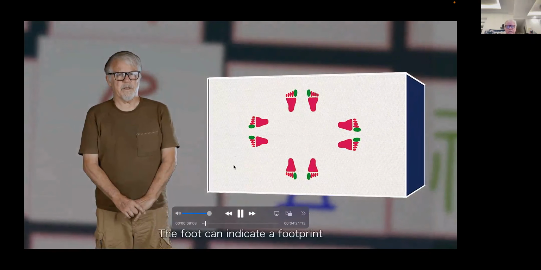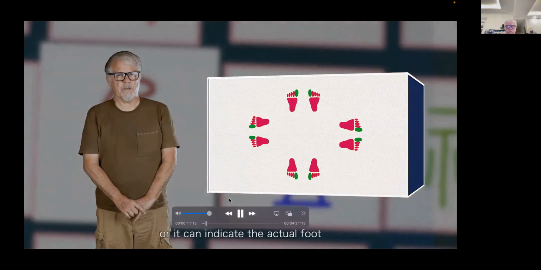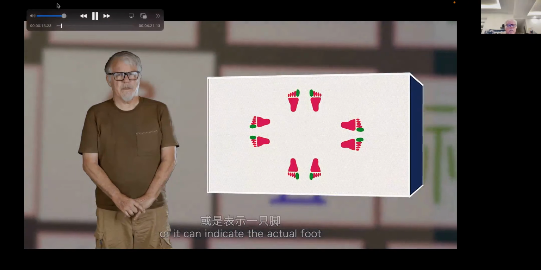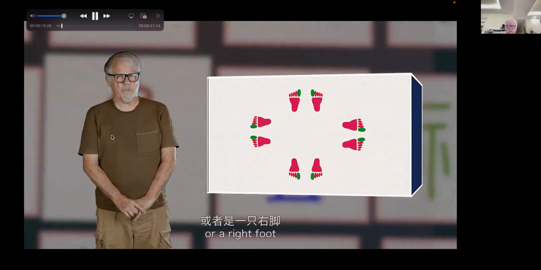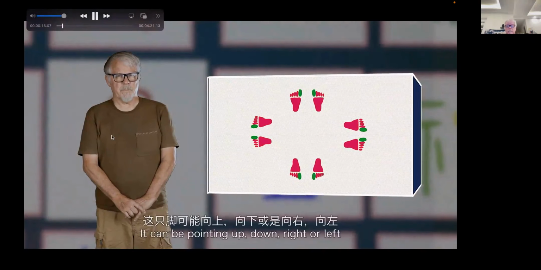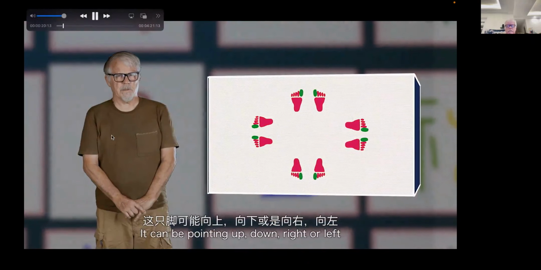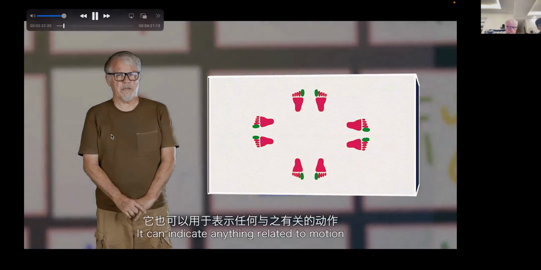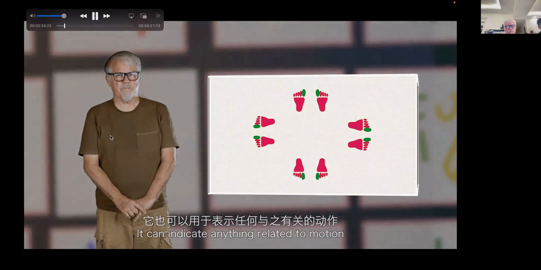It is easy to draw a picture of a foot. The foot can indicate a footprint, or it can indicate the actual foot. It can be a left foot or a right foot. It can be pointing up, down, right, or left. It can indicate anything related to motion.